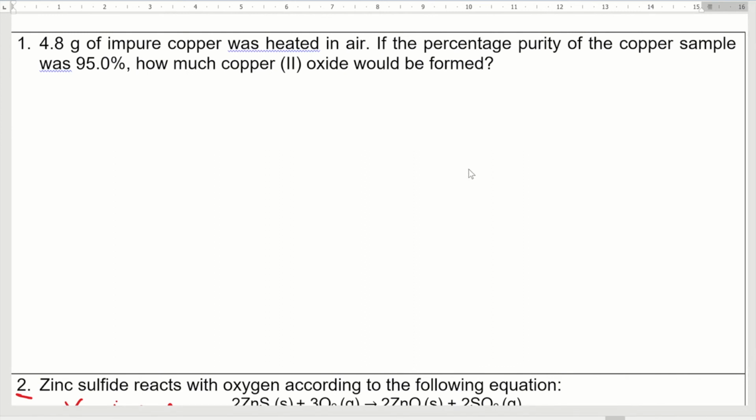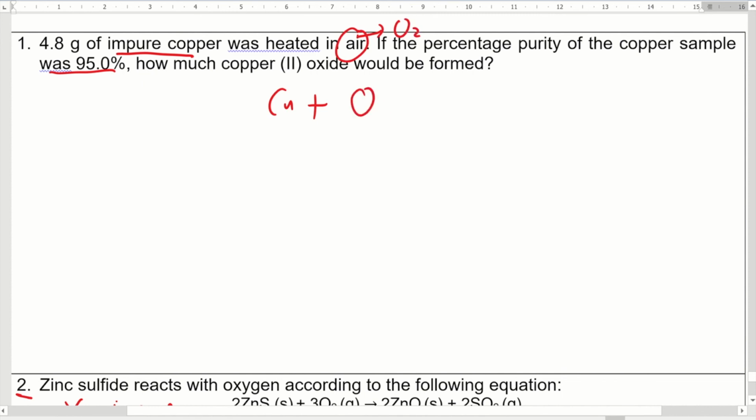So in this case, they are saying that you have impure. Actually, straight away they tell you it's impure already. Now this question is slightly different. They gave you the percentage purity. So copper reacts with air. This air refers to oxygen. So copper reacts with oxygen, and you form copper 2 oxide.